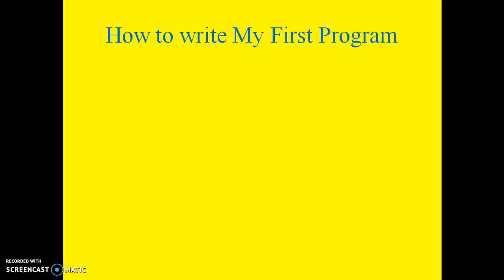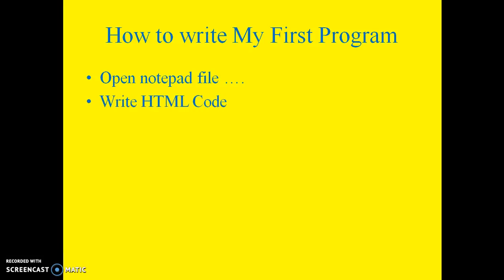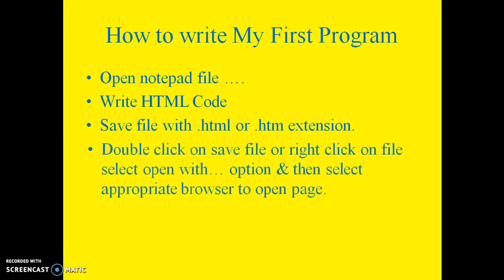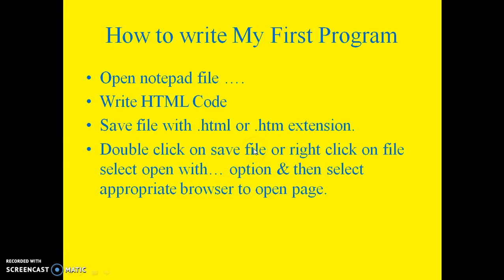So how to write a first program? You can open the notepad file and write the HTML code, the same code that we have written, within that notepad file. We can save that file with .html or .htm extension. After that we can double click on the saved file, or right click on the file and select the open with option, and within that we can select an appropriate browser to open the page. So in this way you can open your page.